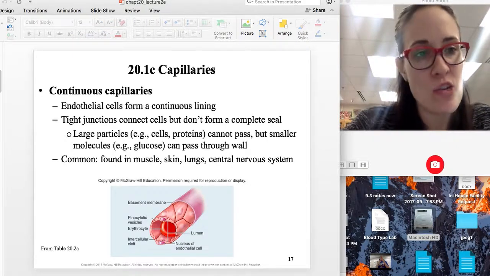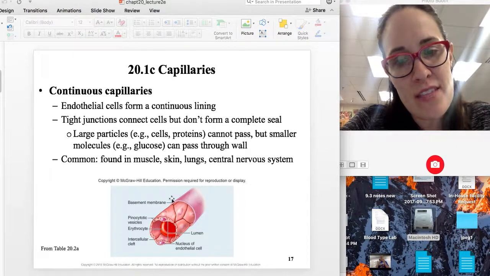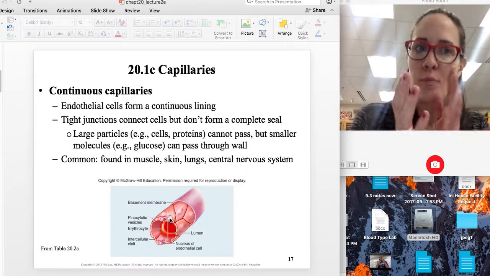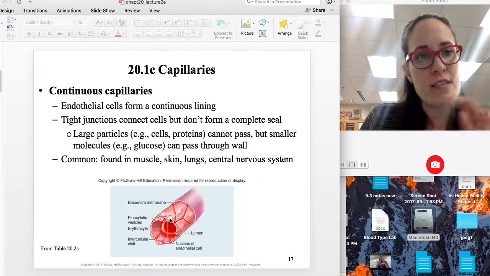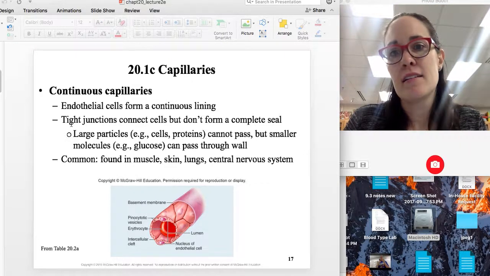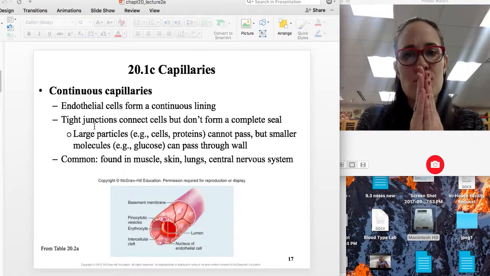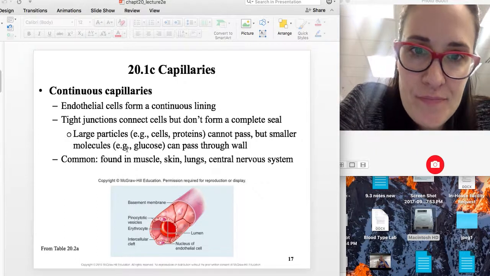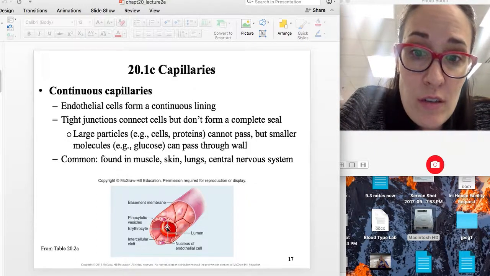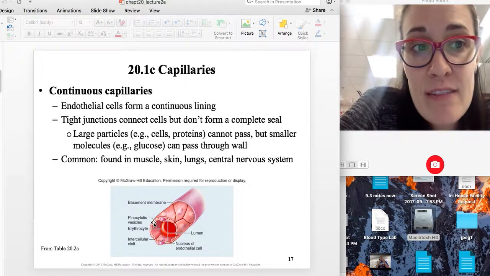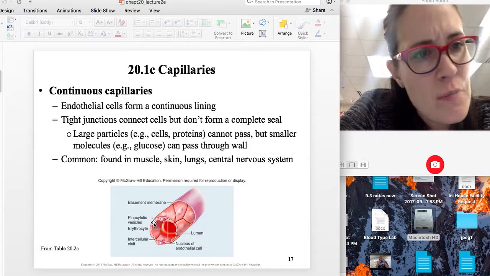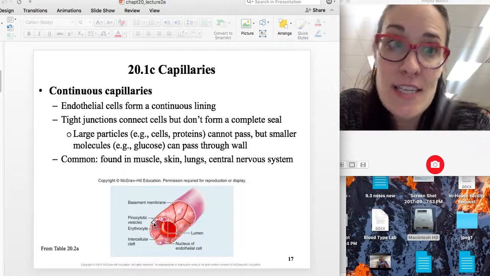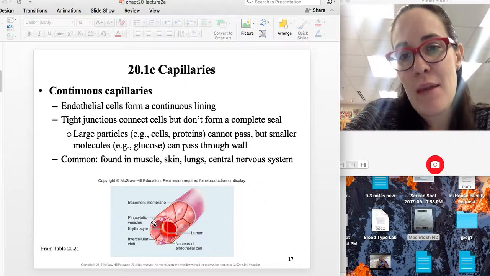So there's continuous. Continuous meaning the cells in that inner lining are pretty close to each other. They form a continuous lining. They have tight junctions where they meet. It doesn't form a complete seal, but it's very close. So since they're close together, large proteins can't fit through the openings in between them. But smaller molecules like oxygen, glucose can pass through easily.